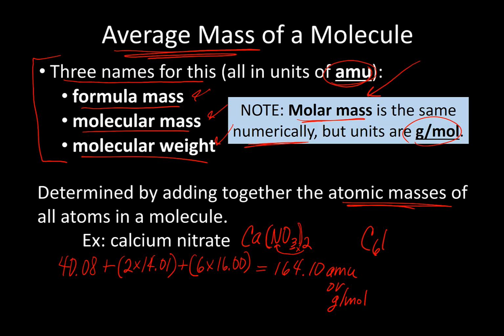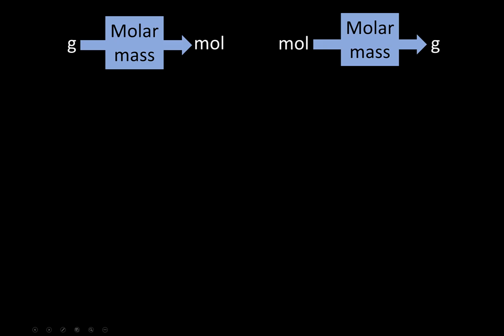For example, C6H12O6, glucose. You do the same exact process for something like that. So that is the first step, being able to determine the molar mass of a compound. The next step is using molar mass as a conversion factor.